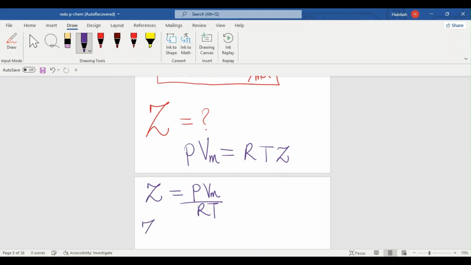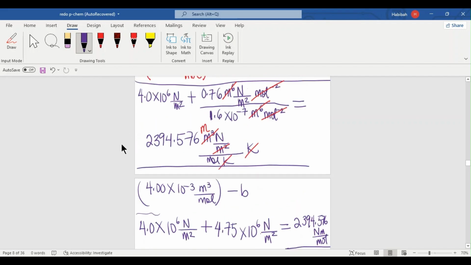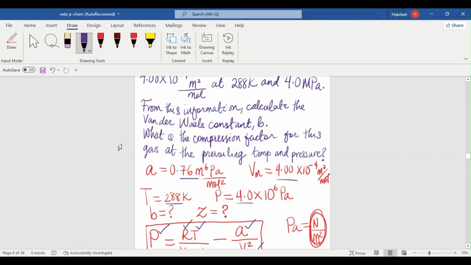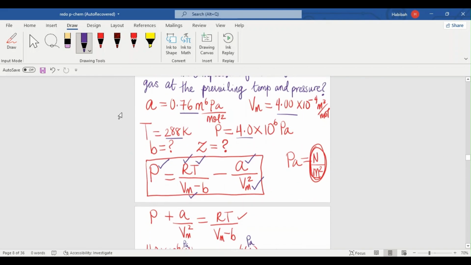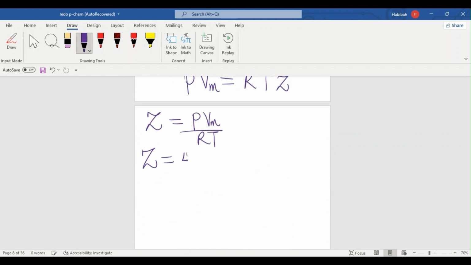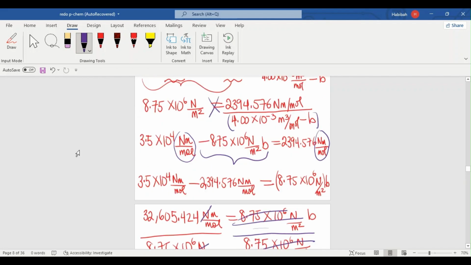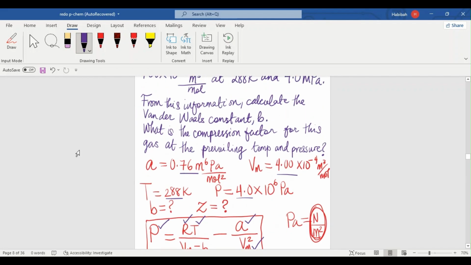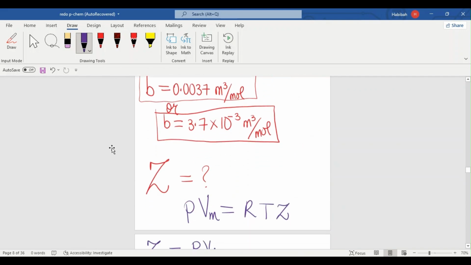So that's it. So we're just going to say Z equals, we're going to substitute the value for pressure. So going back up top, we know the value for pressure to be 4.0 times 10 to the power 6 Pascal. So I'm just going to say Newton per meter squared, 4.0 times 10 to the power 6 Newton per meter square rather than Pascal, times the molar volume. We go back up there. The molar volume, we know that to be 4.00 times 10 to the power negative 3 meter cube per mole.